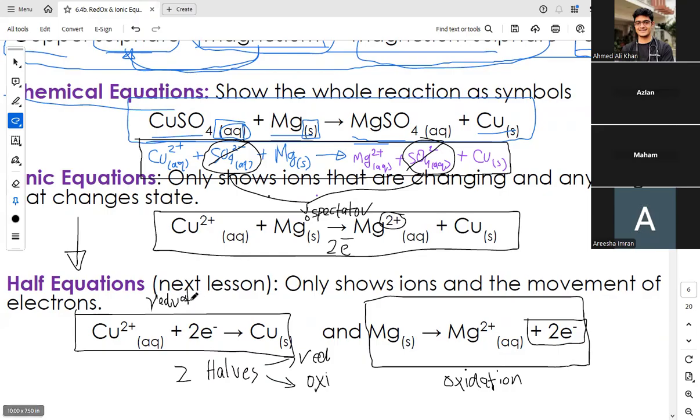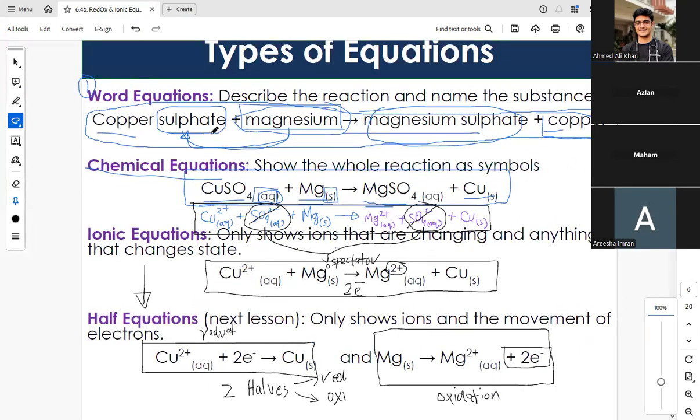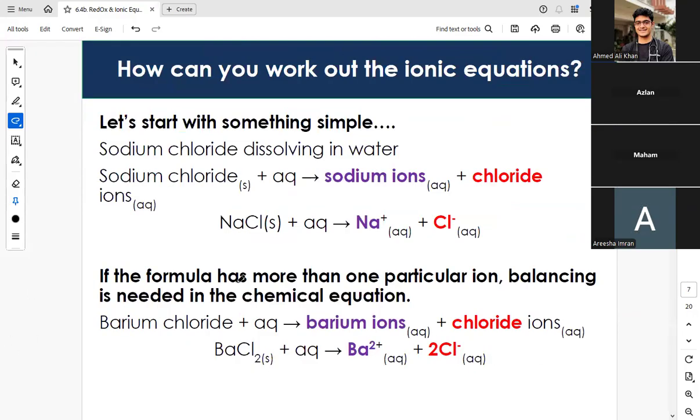So that's all for ionic half equations. We talked about the types of equations today. So we have word equations, and after word equations, when you write that equation using the chemical symbols, you form chemical equations. And when you break the chemicals down into individual ions, you form ionic equations. And then when you break the ionic equations into the reduction half and the oxidation half, you form the half equations. So these are the types of equations, right?